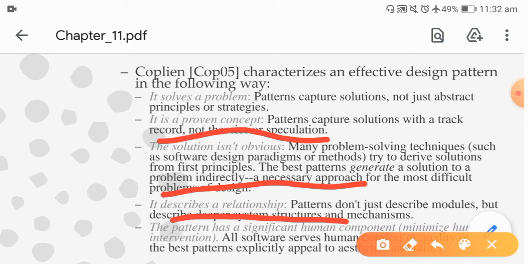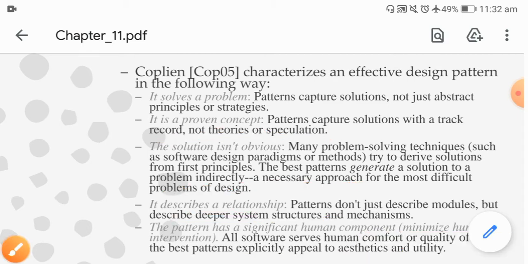But if you don't have a user ID and password, then you need to use another module, that is, register yourself first. So these are the different types of modules you need to present to your end user. Now next one is that the pattern has a significant human component, that is, minimize human interventions. All software serves human comfort or quality of life. The best patterns explicitly appeal to aesthetics and utility. Whatever pattern you describe, it needs to be comfortable for human quality.